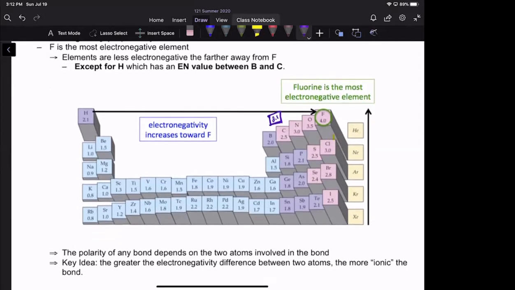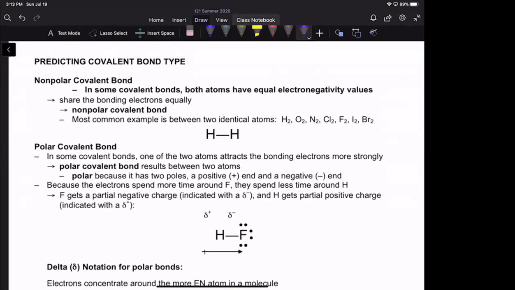So the polarity of a chemical bond, or a covalent bond, depends on the two atoms involved in the bond. It depends on the difference in electronegativity. So the bigger the difference, the more polar the bond. And we can even think about it as ionic character. An ionic bond is where the metal donates its electron to the non-metal. We will use electronegativity to predict the type of bond.